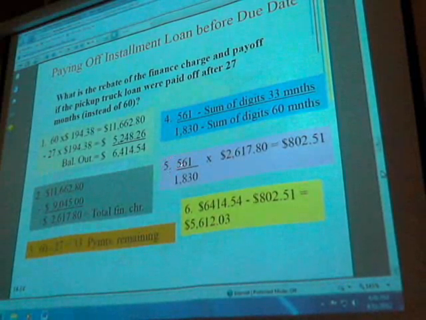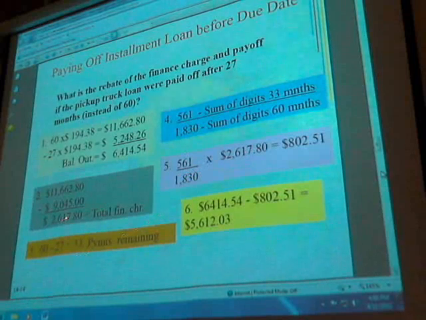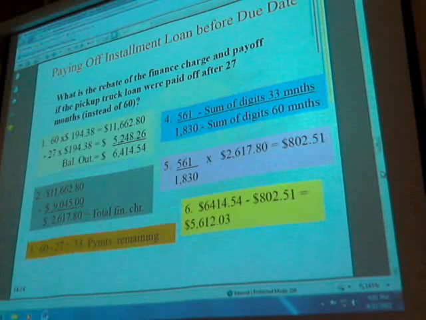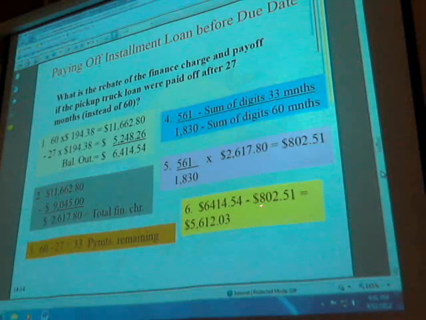See? Now in step 5, we take that fraction we got from the rebate table, we multiply it times what? You recognize this? The finance charge. Times the finance charge, and 802.51 is how much interest you are saving. That is your rebate. So in your problem, you would go and plug in that answer. There's answer 1. Answer 2 is very simple. It's just the last step.